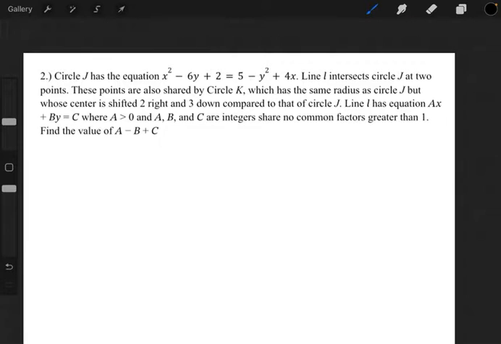Let's see. So what we are looking for is, let's quickly draw it out. These circles should have the same radius. I just suck at drawing. 2 points that this connects, and a line through it. That's what we're looking for. We're looking for the equation of this line.